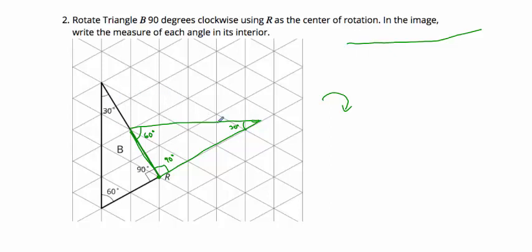So we can see when we rotated this figure, all the corresponding angles stayed the same, right? This angle right here and this angle right here, both 30 degrees. This angle here and this angle here, both 60 degrees. So the interior angles did not change. So when we rotate a figure, the corresponding angles don't change.